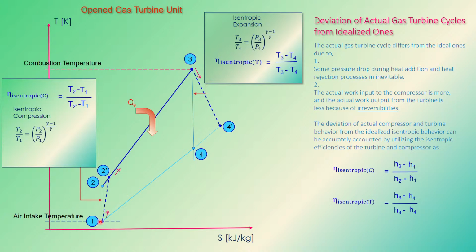But if you were to refer to an actual or real gas turbine unit, for the compressor part and the turbine part, in this case we are not looking at the combustion chamber yet. We are only looking at the compressor and the turbine.